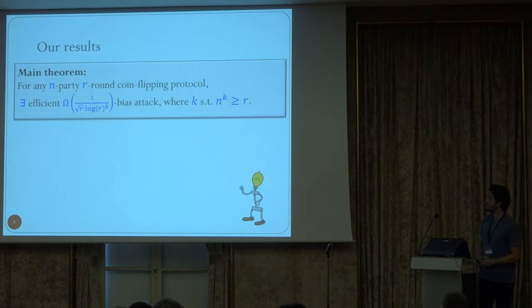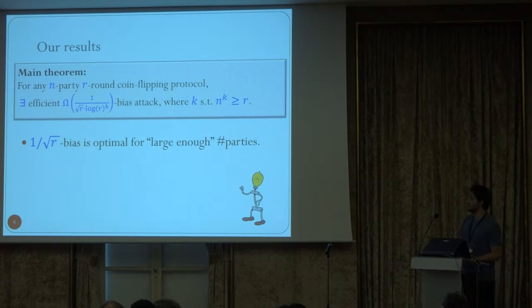A bit more formally, we show that for any n-party R-round coin flipping protocol, there is an efficient adversary that can bias the output of the honest party by 1 over square root of r times log r to the k, where k is the smallest value such that n to the k is greater than r. What this means is that 1 over square root of r is tight for a large enough number of parties if we disregard the logarithmic terms.